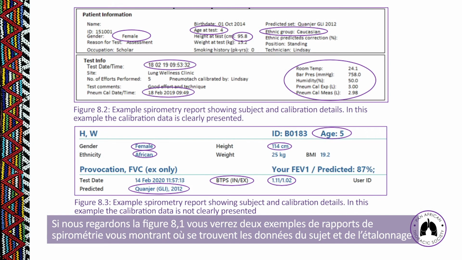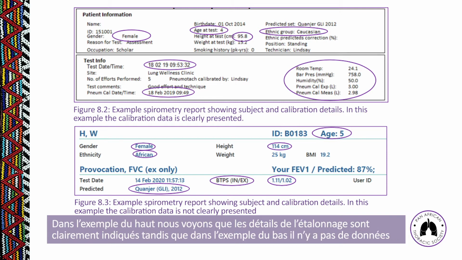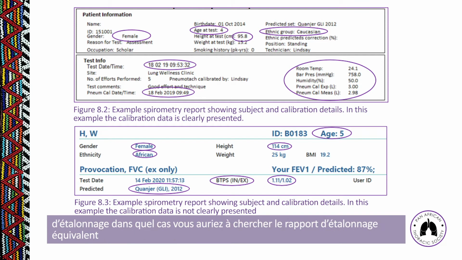When you look at figure 8.1, you will see 2 different example spirometry reports just showing you where to check the subject and calibration details. So in the top example, the calibration data is clearly presented, and in the bottom example, the calibration data is not reported, in which case you would have to go and find the matching calibration test report should you want to double check the equipment validity, or you need to refer the patient out to another institution for further checking.